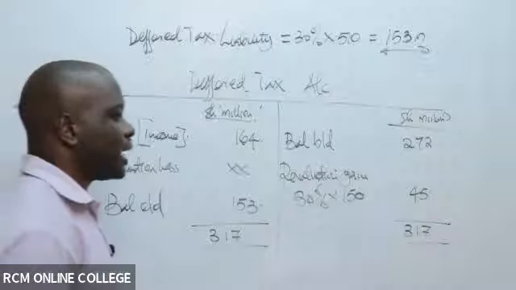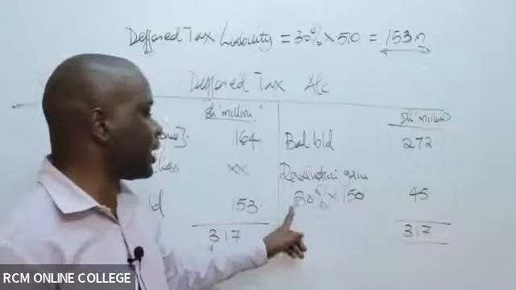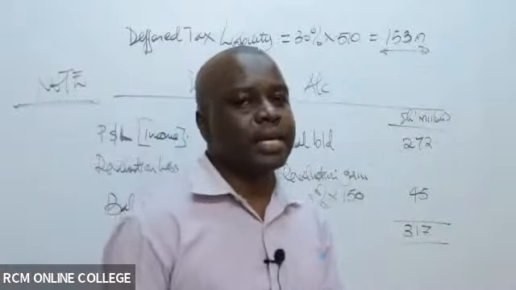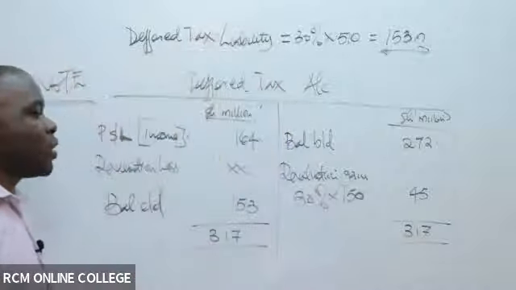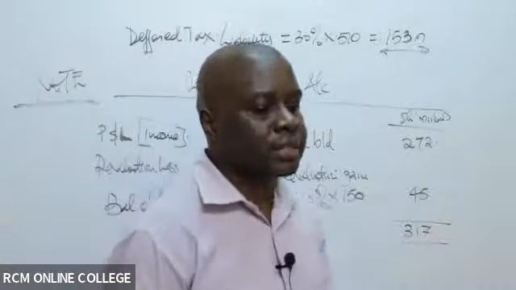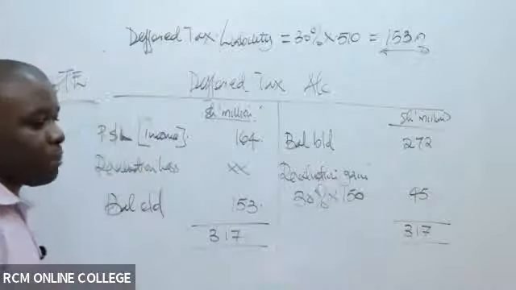So you have to consider the 30% on the gain. Any revaluation gain will be credited in the deferred tax account with the deferred tax on the gain. So that is note number one.